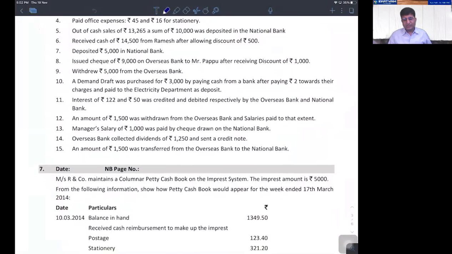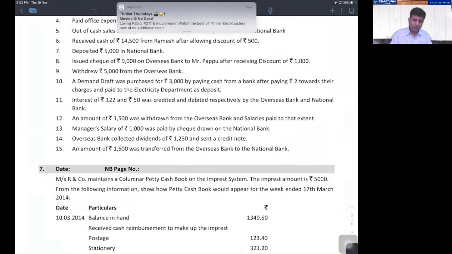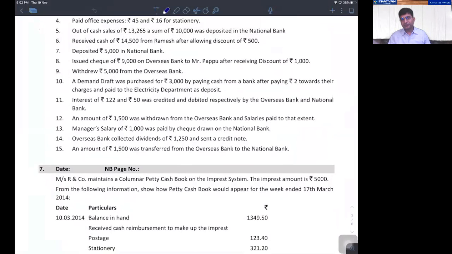Out of cash sales of 13,265, a sum of rupees 10,000 was deposited in the National Bank. Again, these are two different separate transactions. However, how do I know those are cash expenses? Is the name of any person given in that? And you have been given that it is paid. So if the name of any person, cash, cheque, bank, credit is not mentioned, you have to presume it to be a cash transaction.